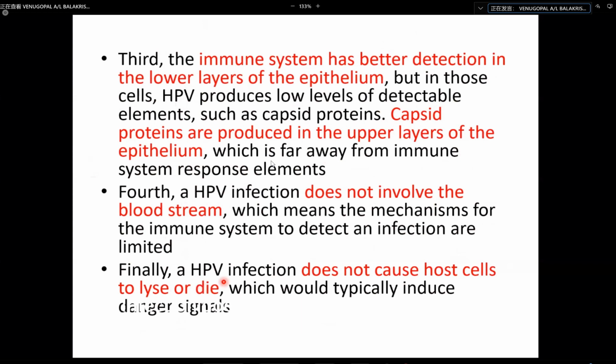And lastly, HPV infection does not cause host cells to lyse or die. As I said, the cell does not die or lyse by itself, which would typically induce a danger signal. So now, when the cell doesn't lyse or die, it does not induce a danger signal. Therefore, there are no macrophages, no natural killer cells, and so on. So this is how HPV evades the human immune system and continues to stay on in the cell and become a cancerous cell.